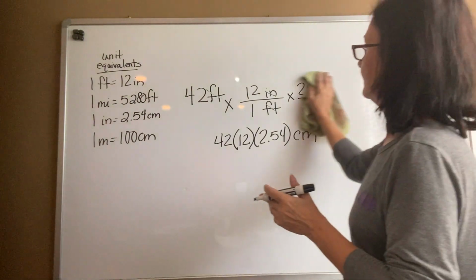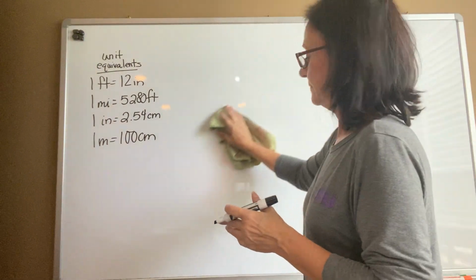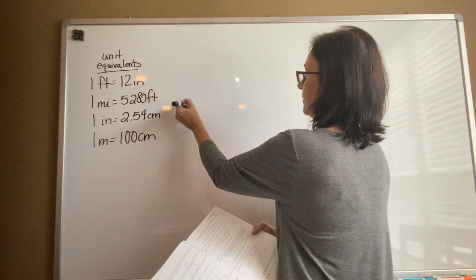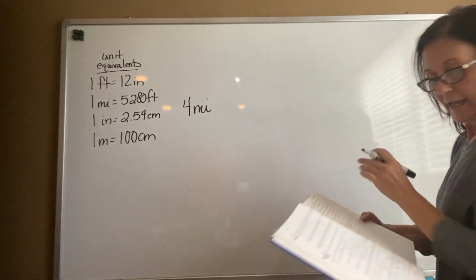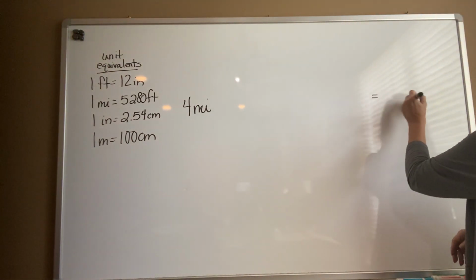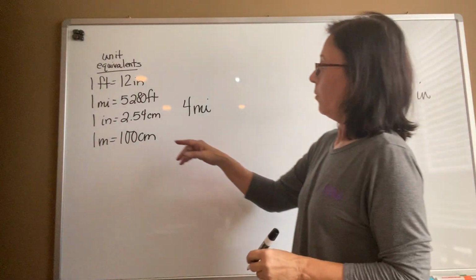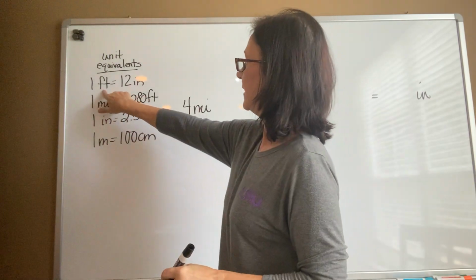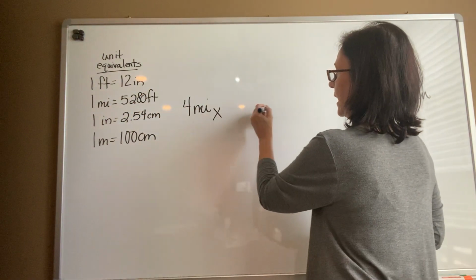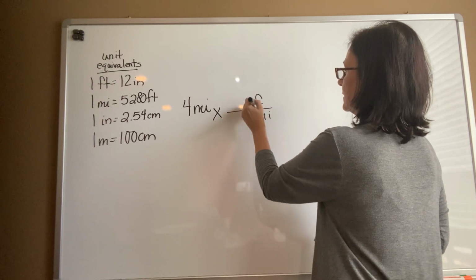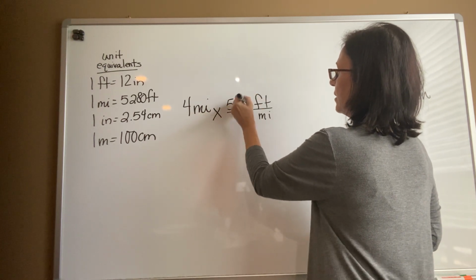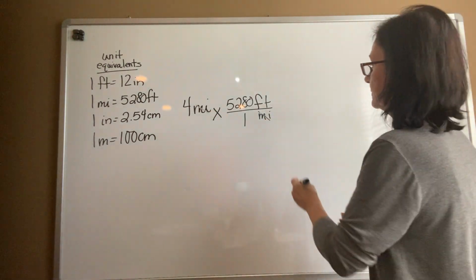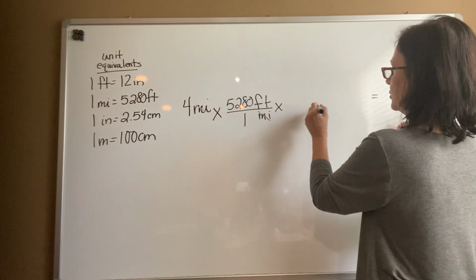Last example. Use 2 unit multipliers to convert 4 miles, and I want to go to inches. So I want to end up with inches. Well, to go from miles to inches, I have to go from miles to feet, then feet to inches. So I don't want miles, I'm going to feet. So 5,280 feet in 1 mile. My unit measure mile cancels out. I need to cancel out feet and go to inches.